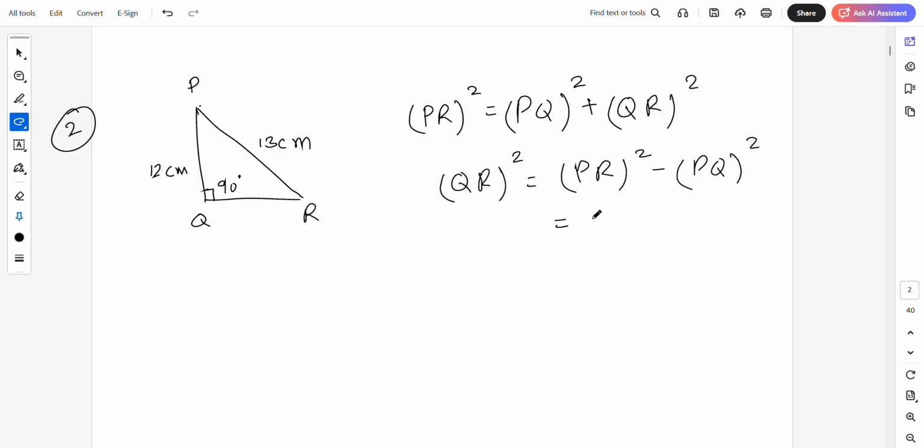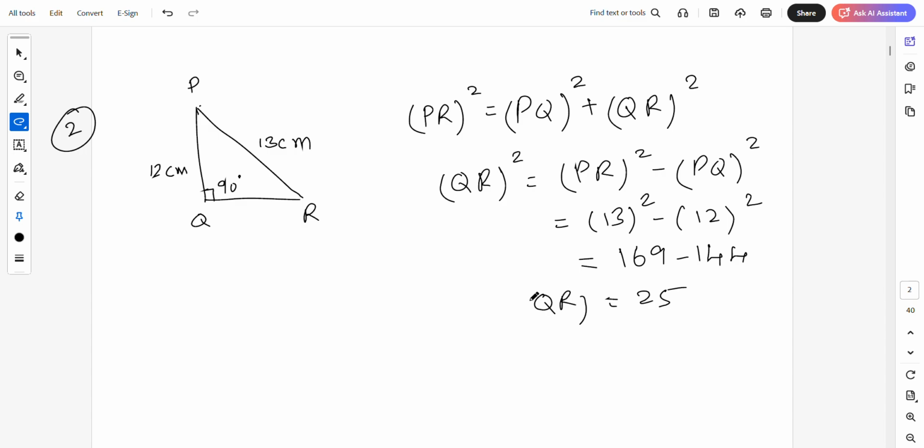That is equal to 13 the whole square minus 12 the whole square, which is 169 minus 144, that is equal to 25. That is QR the whole square. How much is QR? Root of 25. This is also a perfect square, 5 centimeter. QR is 5 centimeter.